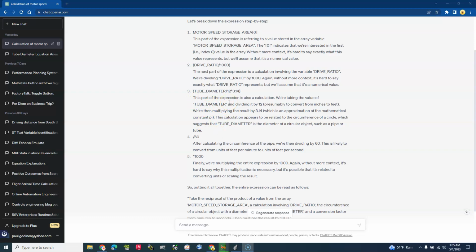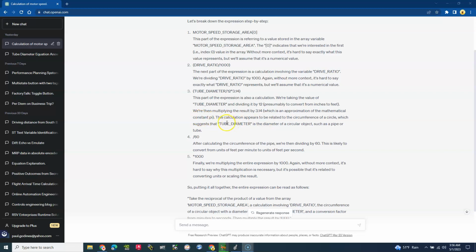We're taking the value of the tube diameter and dividing it by 12, presumably to convert inches to feet. Then we're going to multiply the result by 3.14, which is a short version of pi, an approximation of the mathematical constant pi.